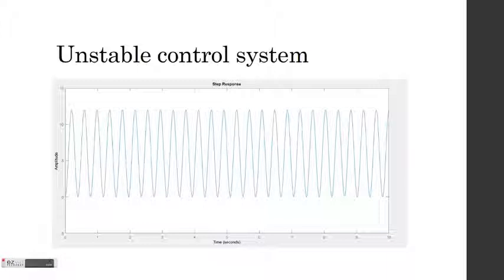This plot demonstrates the instability of the current open-loop transfer function. As you can see, the transfer function oscillates continuously, and there is no bounded output for a bounded input. The effect of the right-hand pole is making the system unstable.